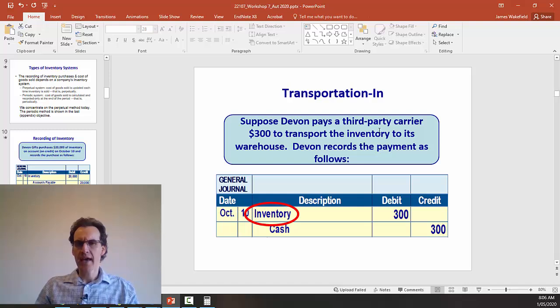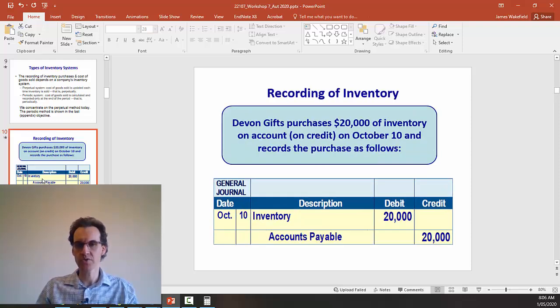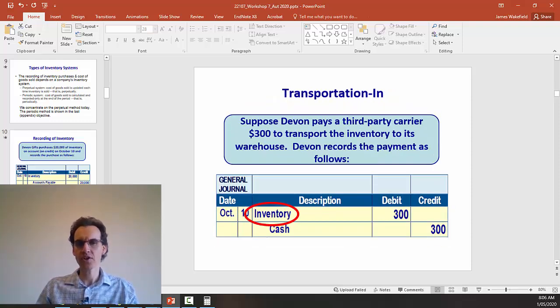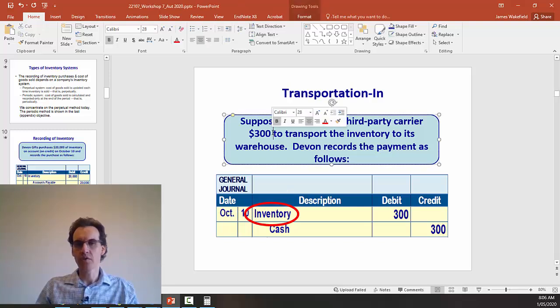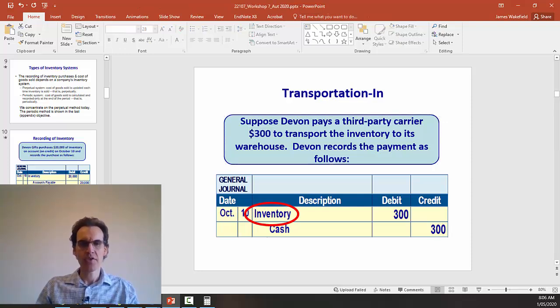Moving on to the next entry, this business has to pay a third-party carrier to transport the inventory to their warehouse. So remember, the cost of inventory not only relates to the unit cost of inventory we looked at here, but also the cost to bring it to a place of sale. So in this particular case, we debit the cost of the transport to the inventory account. So debit inventory for $300 and credit however we pay for this particular transaction.